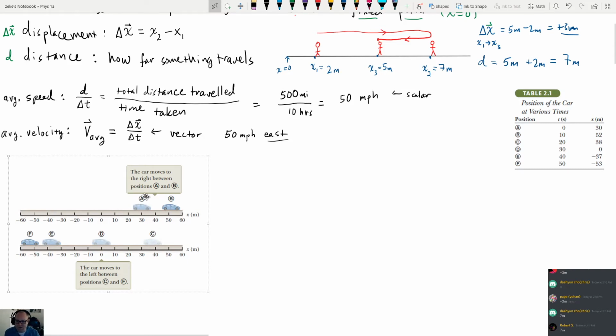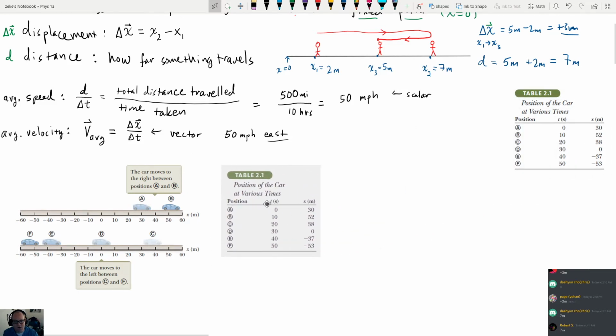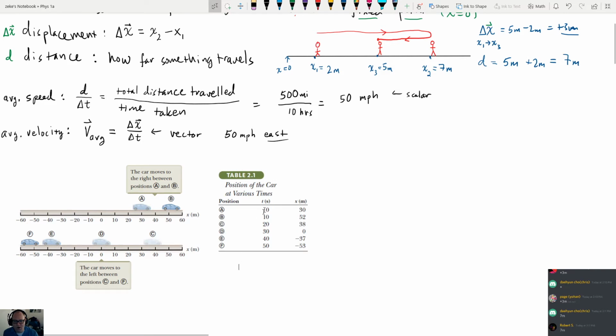And we have a car that starts off right here at point A. It moves from A to B. And then from B, it turns around in reverse and goes to C. And from C, it goes to D, it goes to E, and it goes to F. And we know from this table right here where the car is at each of those times, at each of those locations, like the X location. And we're also given the time at which it's at that point. So at t equal to 0, it's at 30 meters.